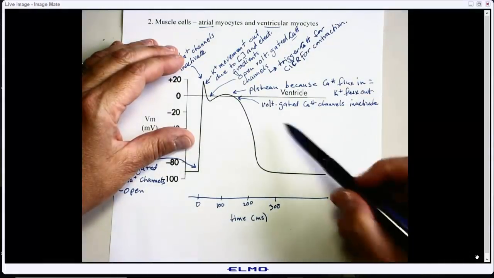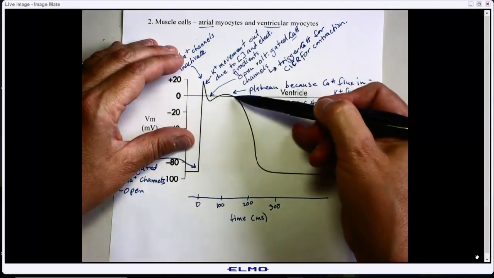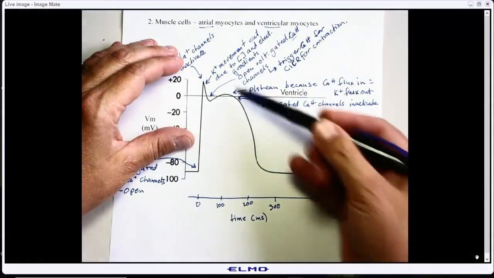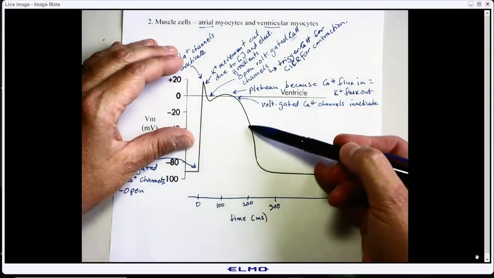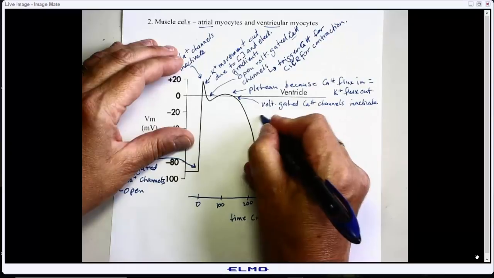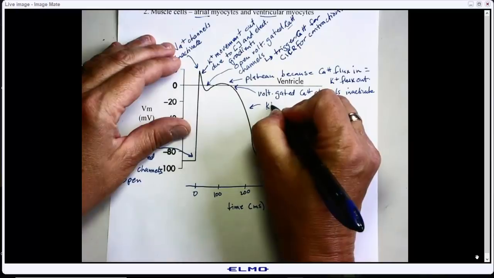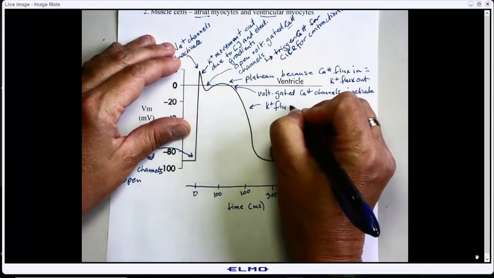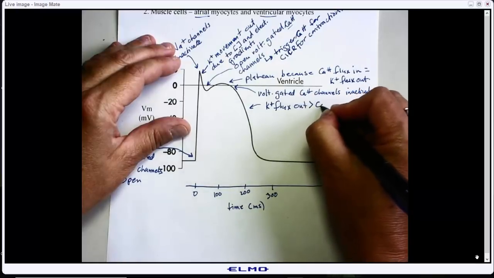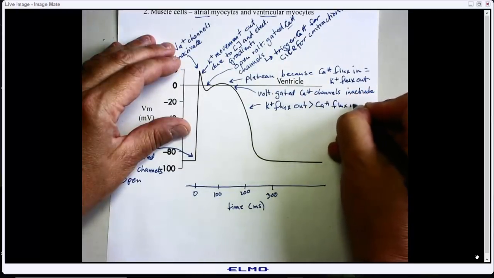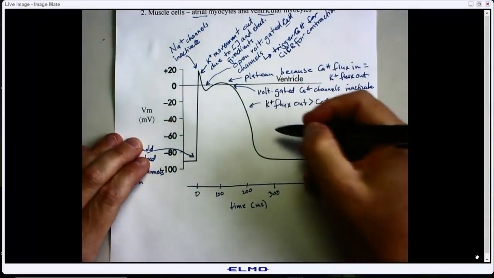All right, so they inactivate, so they're no longer fluxing calcium, but we can't reopen them again, right? So then we continue to see the effects now of that potassium movement out due to its concentration gradient and electrical gradient, okay? So this region, this repolarization that we're seeing here, is because potassium flux out is now greater than the calcium flux in because we inactivated those channels. Okay, so we're heading down to repolarize.